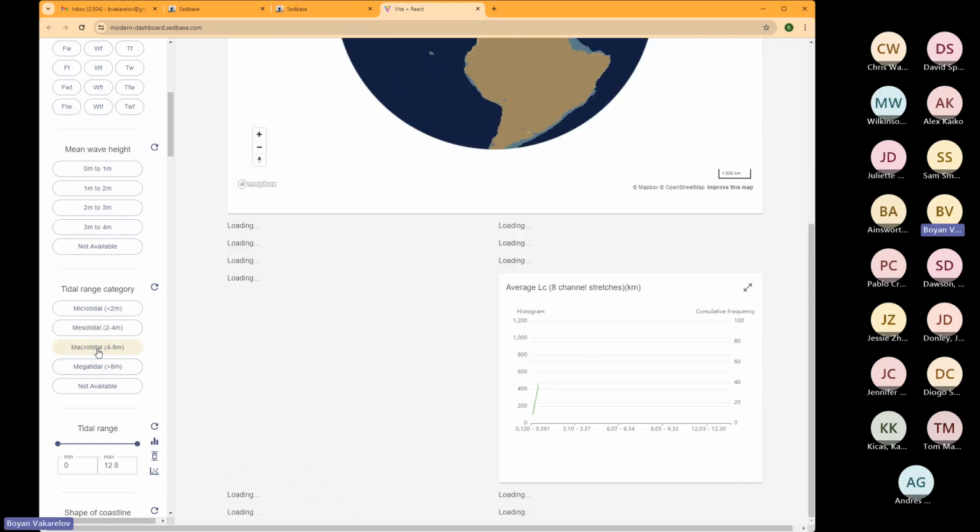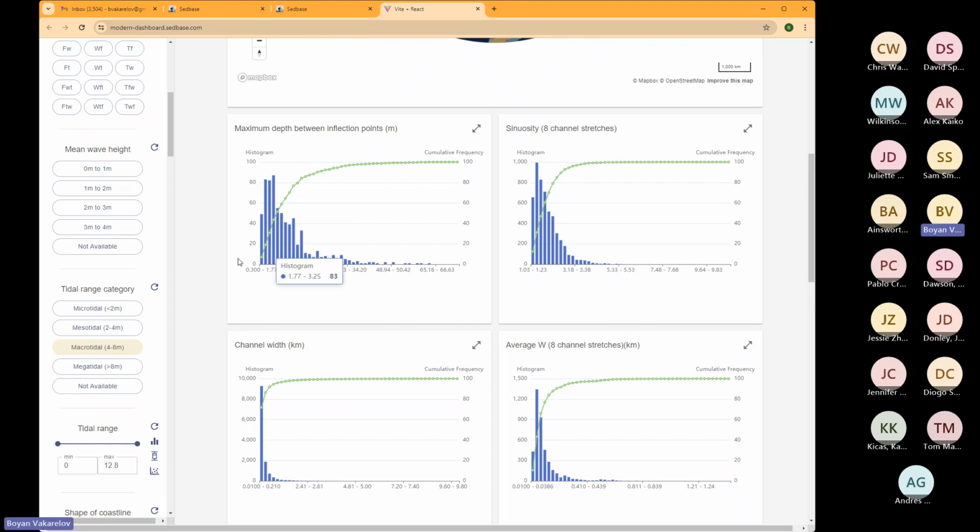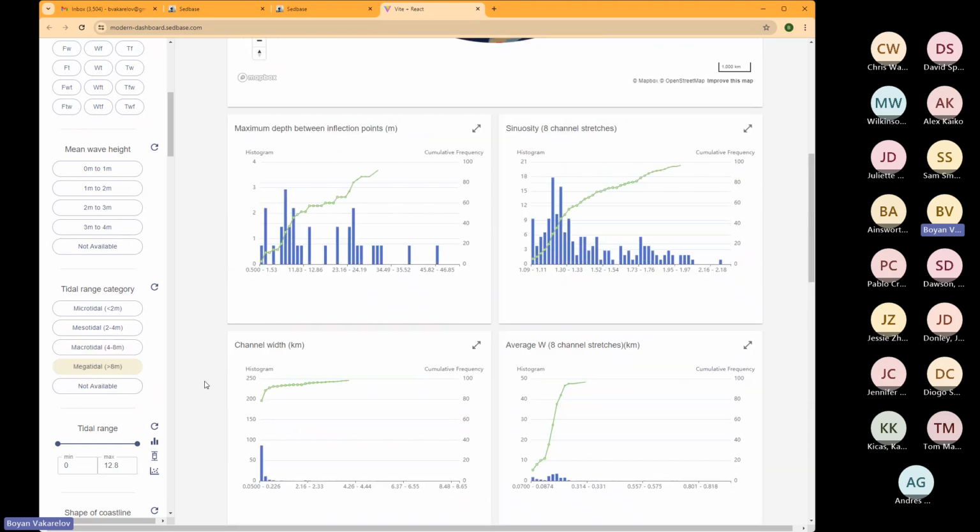If we click on macrotidal, you can see that these numbers change. Channel depths are actually getting bigger. We have fewer points here, but you can see that some of the channel depths can get quite significant. So we have many things that are over 20 meters. So notice how everything is working.